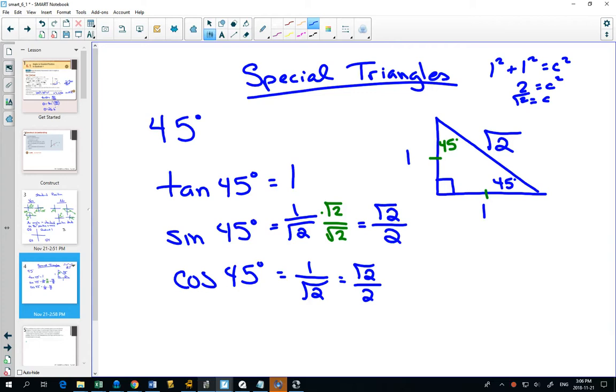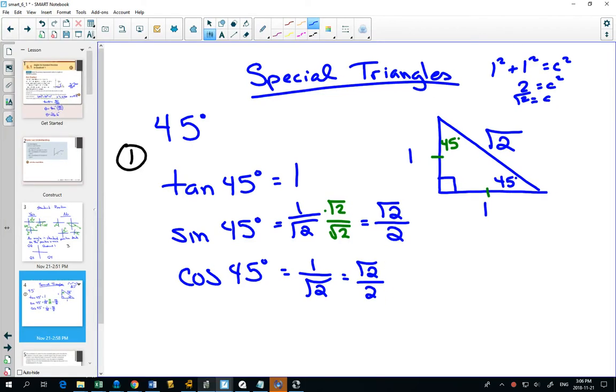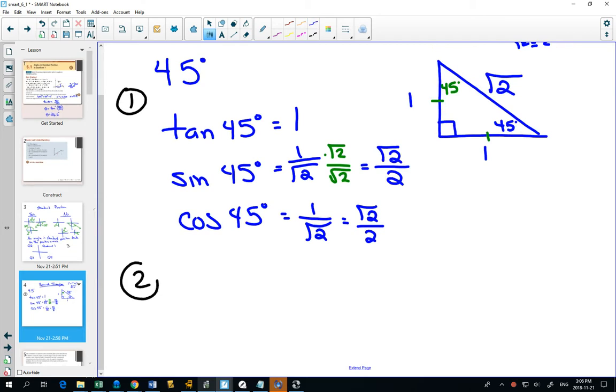So the first angle that you need to know without your calculator is 45 degrees. There's only 3 angles you need to know without your calculator. 45 is one. Okay. The second one. And the third one we'll do at the same time. 30 degrees and 60 degrees.